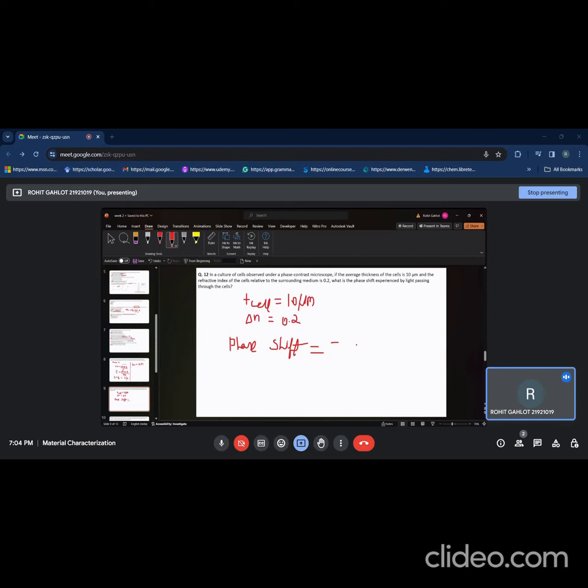So this will be given as 2 pi delta n times t divided by lambda. So when we solve it, we will get 2 pi times 0.2, multiplying by your thickness, which is 10 micrometers. So I am converting it into meter.